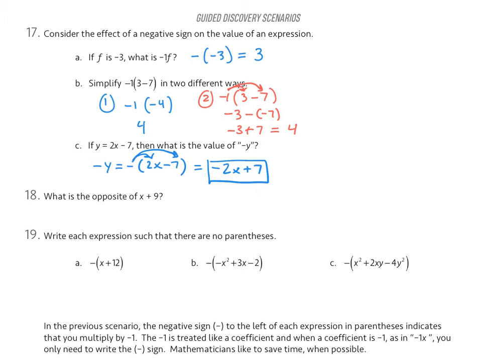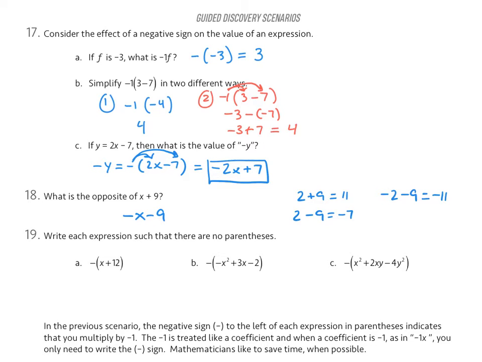18. What is the opposite of x plus 9? It's not x minus 9. If you need an example, think about what if x is 2. 2 plus 9 is 11. Then what's 2 minus 9? That's negative 7. Well, those are not opposites. If I had negative 2 and then minus 9, that's negative 11. So those are opposites. The opposite of x plus 9 is negative x minus 9.